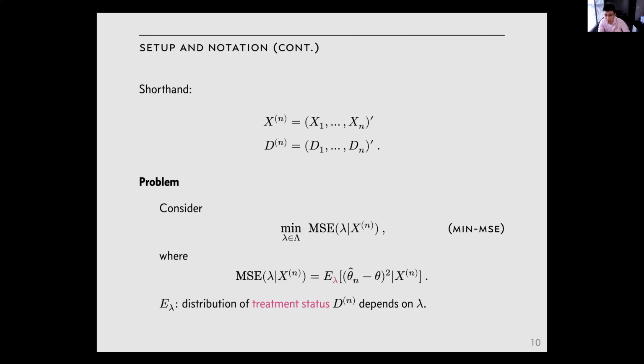Okay, so the problem we want to consider again is to minimize the mean squared error. And this mean squared error is conditional on X, so X1 up to Xn. When I minimize the mean squared error, there's a dependence on your stratification. It's not obvious, but if you look at it, your difference in means estimator depends on treatment status, and the distribution of treatment status is going to depend on your stratification. As a result, this expectation will depend on stratification. So what I will do is minimize this conditional mean squared error given the information I have, which is the observed covariates X, by choosing over stratifications lambda.